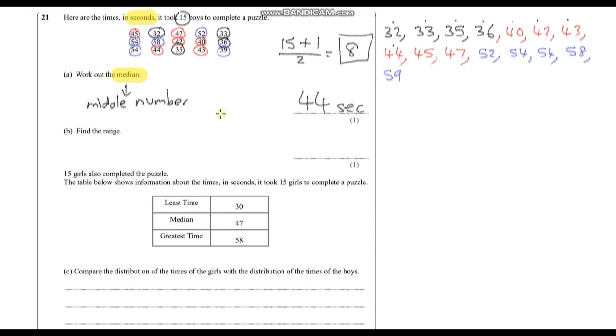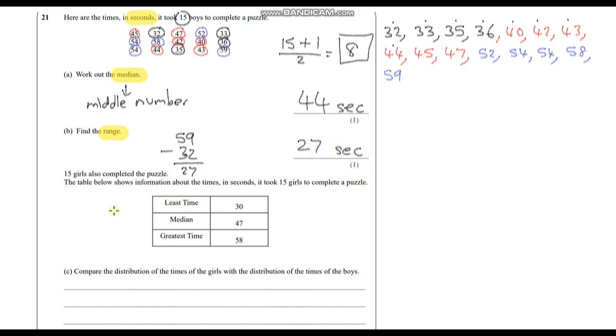Okay, now let's look at part B. Work out the range. The range just means what is the difference between the quickest time and the slowest time. So the quickest time was 32, the slowest time was 59. So we're going to do 59 take away 32, which gives us 27. So our answer is going to be 27 seconds.